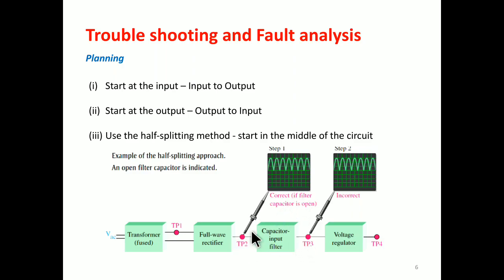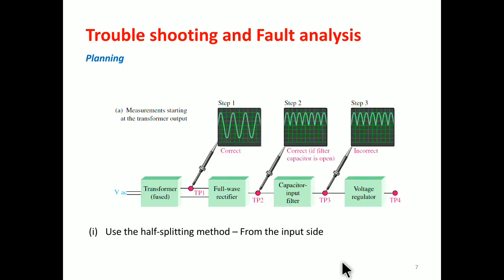By seeing this diagram, the output of the full wave rectifier is correct, but the output of the filter circuit is somewhat constant. Here you are getting an incorrect one. So by seeing this, you can easily identify the fault. That is the first step, the half-splitting method. If this measurement shows a correct voltage, you know the circuit is working properly from the input to the test point.